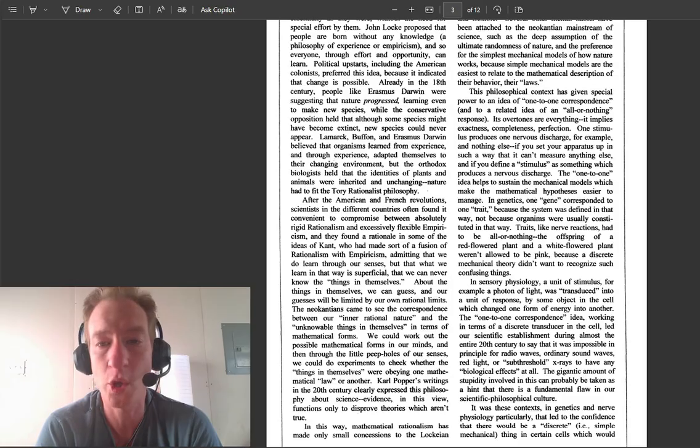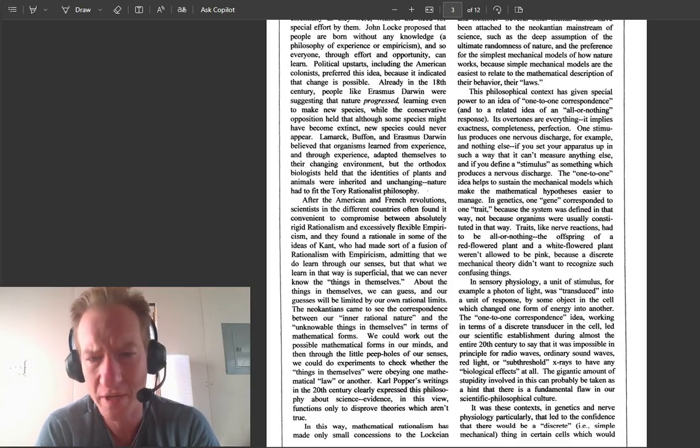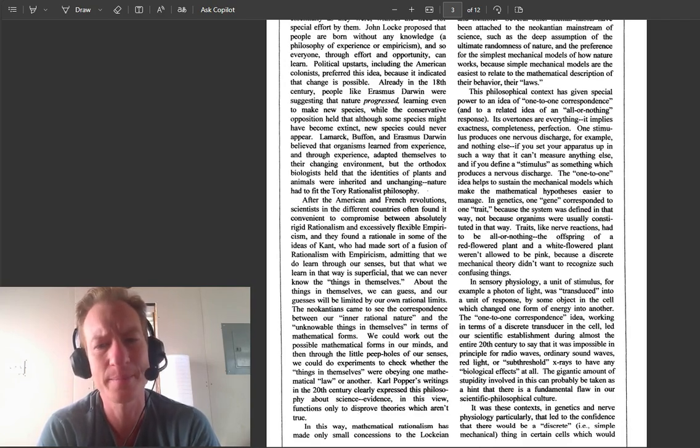In genetics, one "gene" corresponds to one "trait", because the system was defined in that way, not because organisms were usually constituted in that way. Traits like nerve reactions had to be all or nothing. The offspring of a red-flowered plant and a white-flowered plant weren't allowed to be pink because a discrete mechanical theory didn't want to recognize such confusing things.